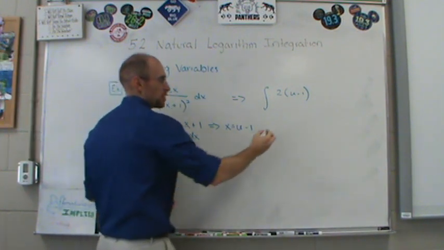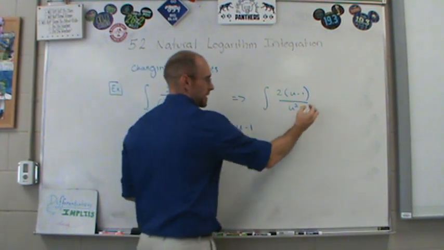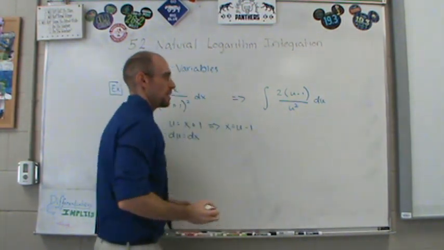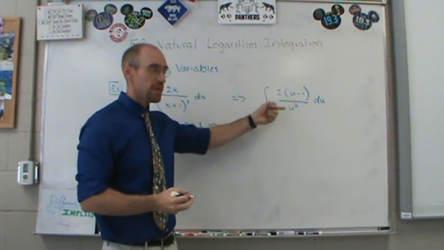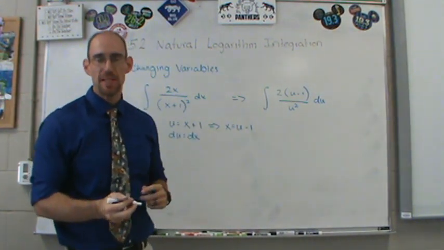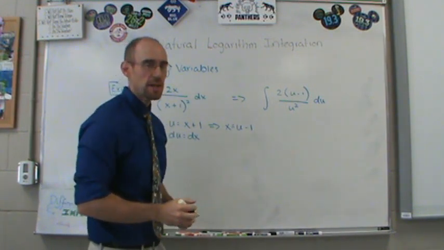All right, x plus 1 is u, so I'm going to do u squared on the bottom. And then dx is equal to du. Well, now I have another problem. I have this up top with a single term in the bottom. And remember what we do with single terms in the bottom. Whenever you have a single term in the bottom, split it up into multiple fractions.